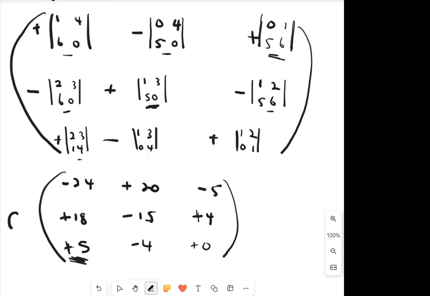So your cofactor matrix is equal to that, right? I can use a subscript here. Cofactor of A is that. Right? Now, the adjoint of A. I scroll up.